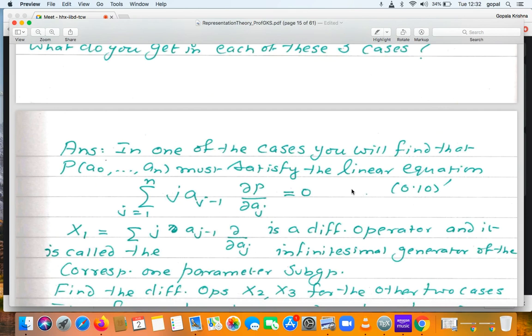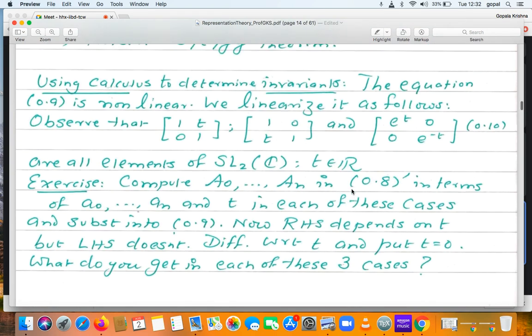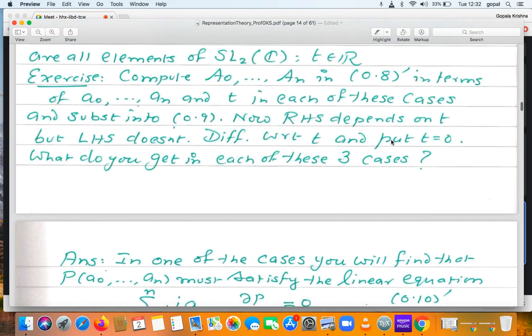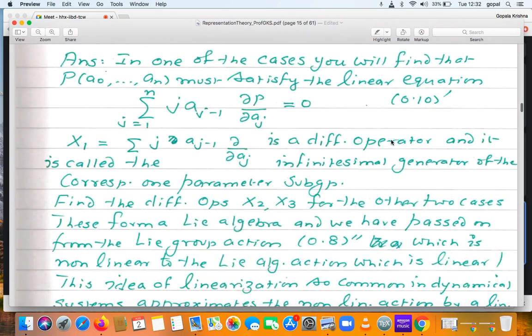Now that is not the only thing you can do, right? You can take the lower triangular matrix 1, 0, t, 1 and you can carry out the same program. You will get another partial differential equation 0.10 double prime. That is an exercise. What is that other one? There is a third one, right? I can take e to the power t, 0, 0, e to the power minus t. That's also an element in SL2C. I can do the same thing and get one more partial differential equation. This last one is very easy to deal with.